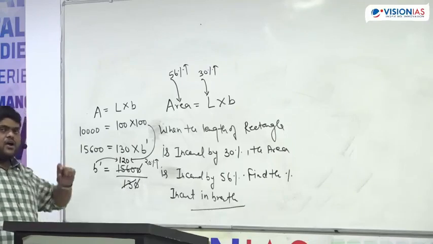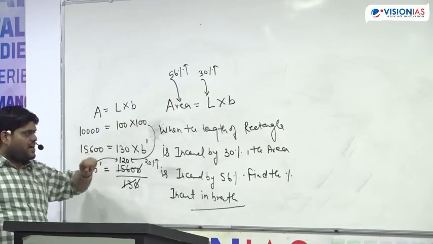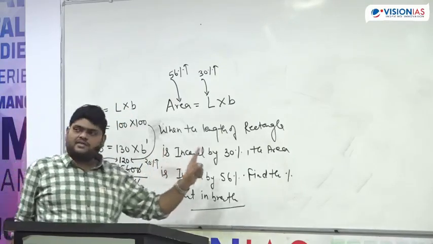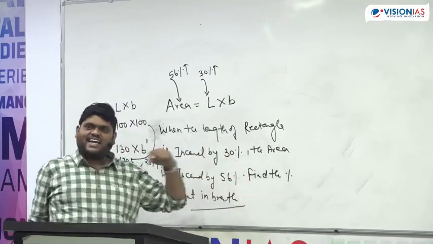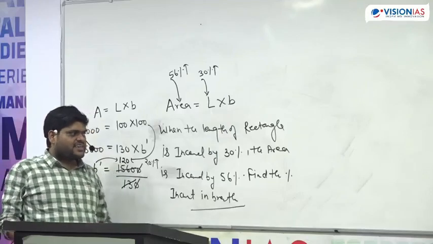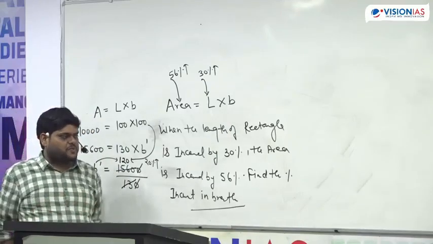I am repeating what we have done. Area is equal to length into breadth. It is given that when the length is increased by 30%, the area is increased by 56%.